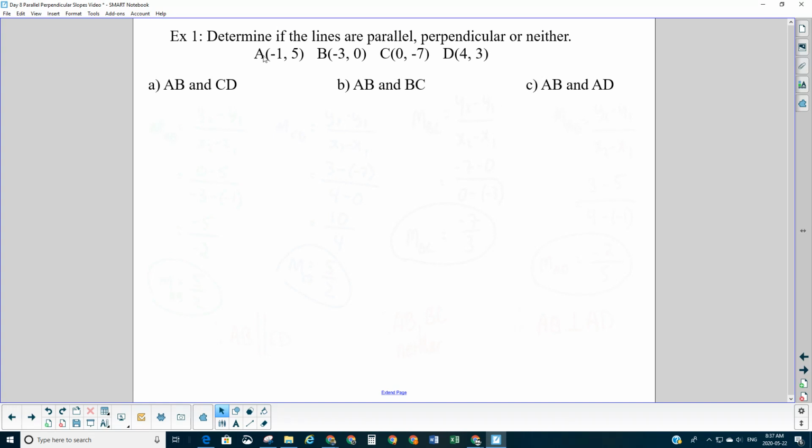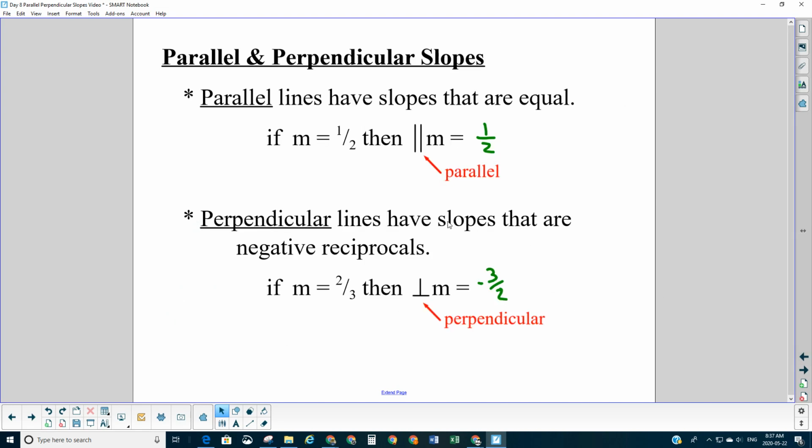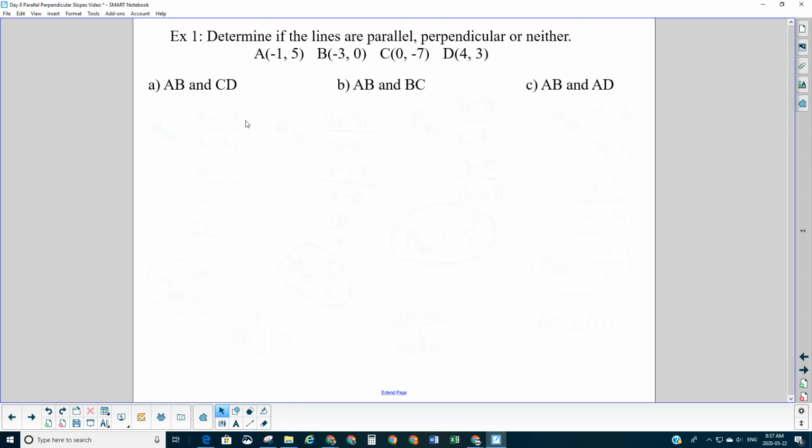So what we have is 4 coordinates. All of these could be on a Cartesian plane, and we could graph them, draw them, and try and measure whether they're parallel or perpendicular and things like that. What we know from our conclusion is the slopes will tell us if lines are parallel or perpendicular. So we're going to find the slope of a whole bunch of different lines and compare them to find out if these lines are parallel or perpendicular.